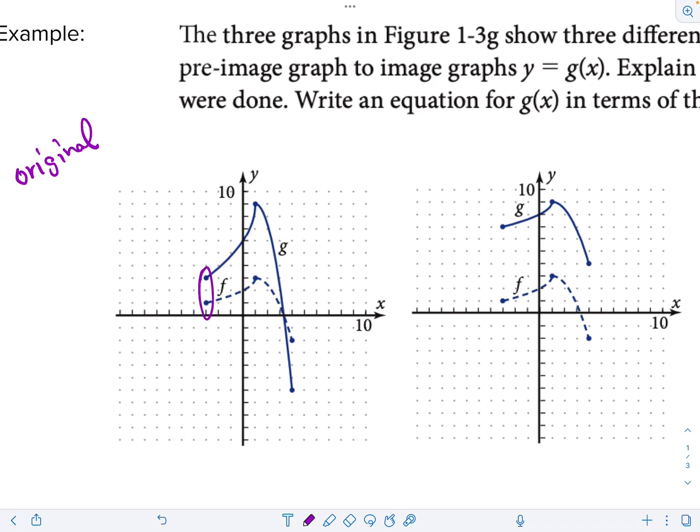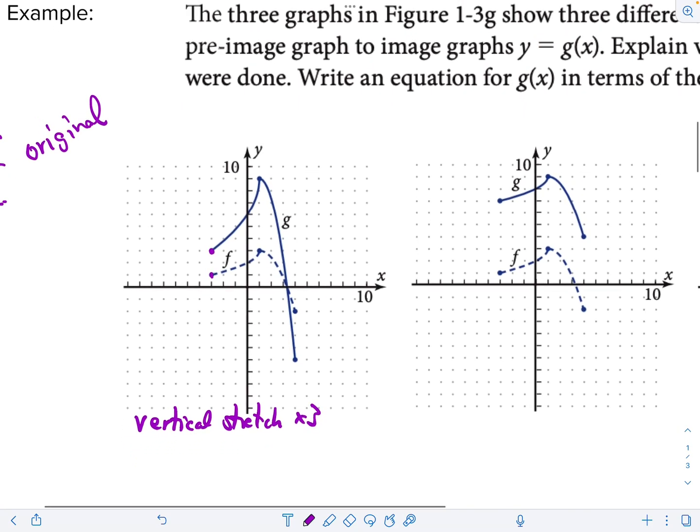I look at the x-coordinates here, and they are lined up vertically. So that tells me that there has not been any horizontal action. Then I see this is the point 0, 1, and it's gone to 0, 3. This is the point 1, 3, and it's gone to 1, 9. That is a vertical stretch by 3. A vertical dilation.